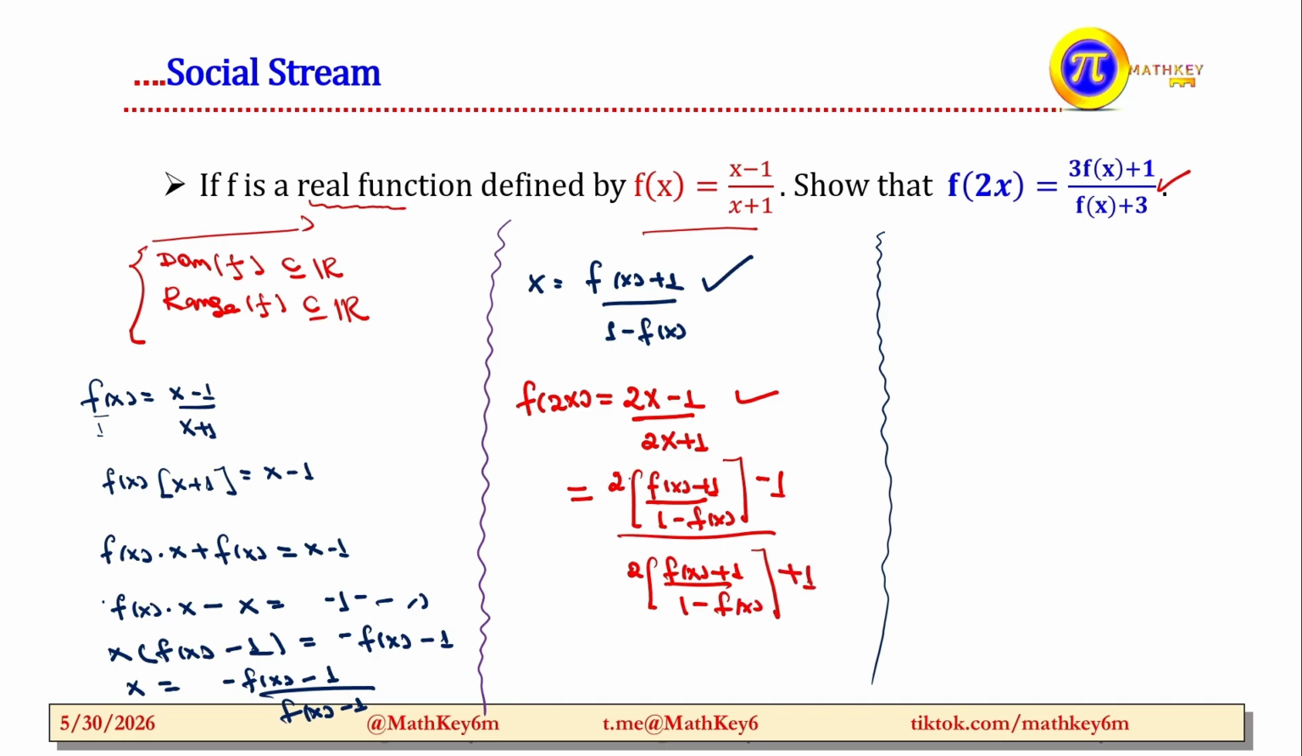What next? Simplify this one. In simplifying, the numerator is equal to twice f of x plus 2 over 1 minus f of x, minus 1. The denominator becomes twice f of x plus 2 over 1 minus f of x, plus 1 ይሆናል ማለት ነው.